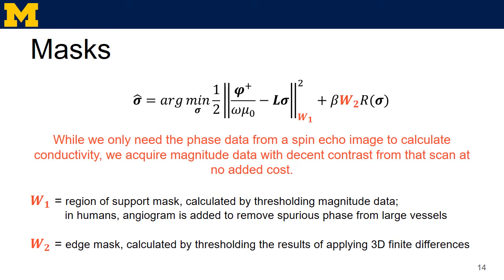Mask W1 is a region of support mask, which is calculated by simply thresholding the magnitude data. In humans, it's also wise to use an angiogram to exclude any large vessels in your anatomy. This is because we get spurious phase from flow in these large vessels. Mask W2 is an edge mask, which is calculated by applying a 3D finite differences operator to the magnitude data and then thresholding the results to exclude any boundaries between tissues from our regularization term. This is used under the assumption that any changes in conductivity are going to correlate with changes in magnitude.